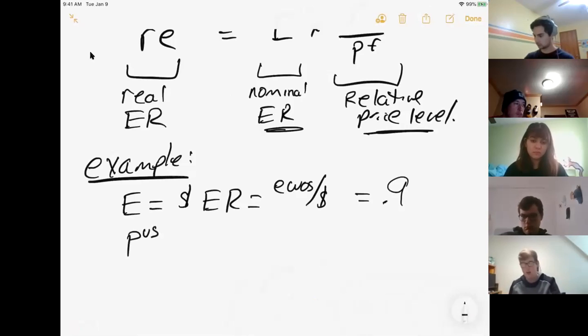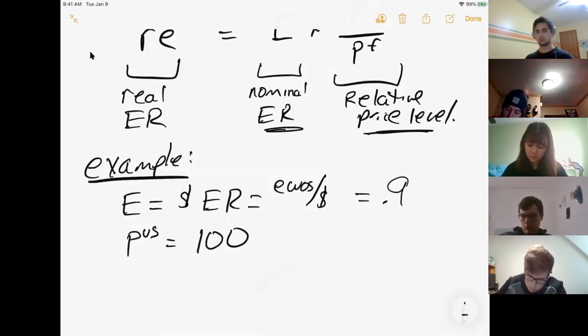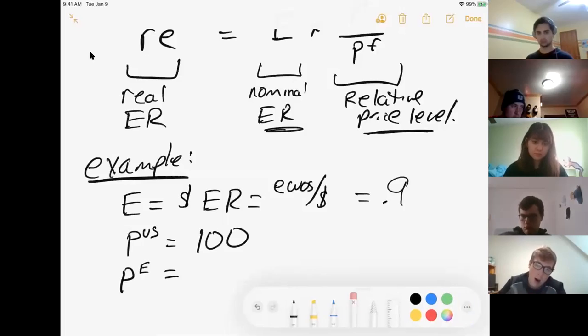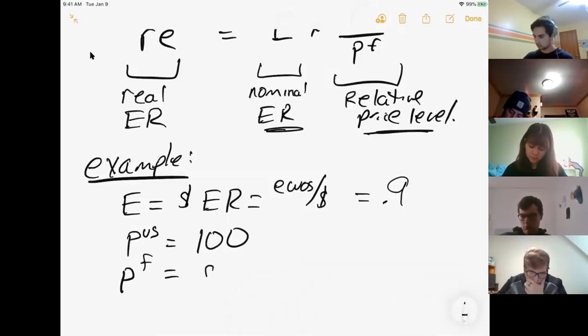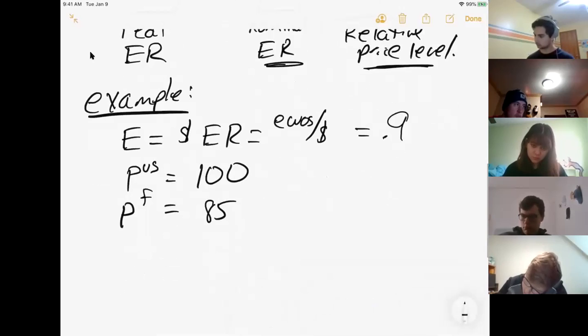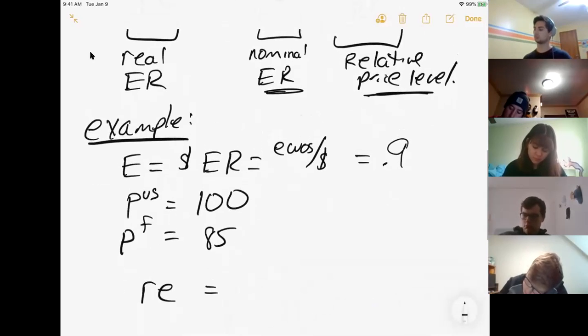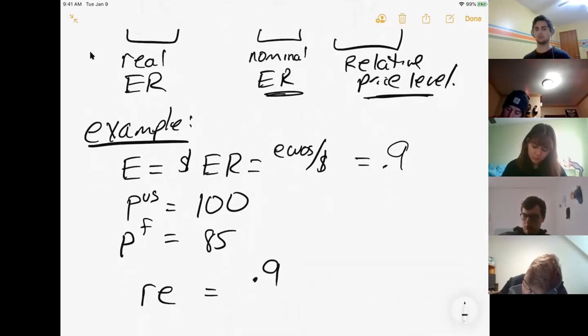Let's say that if you look at the price level in the US, a price of similar goods, that would be $100 in the US, and the price in Europe, or just to keep this consistent, we'll call this PF, the price in the foreign country, would be 85. So what's the real exchange rate? It's the nominal exchange rate, 0.9, times the differences in the price level.